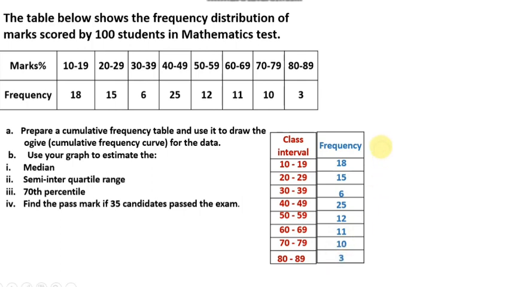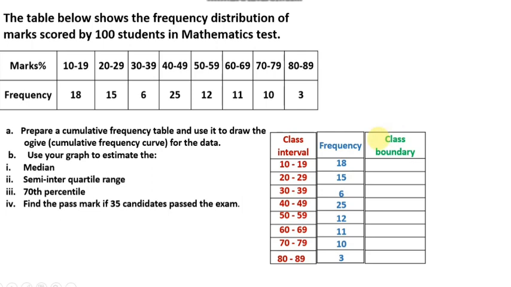Next on the table is the class boundary. The class boundary is going to show the boundary of all these classes. We're going to show the lower class boundary to the upper class boundary. To get the lower class boundary, just subtract 0.5 from this. That's going to give us 9.5. Then add 0.5 to the upper limit here. That is 19.5.